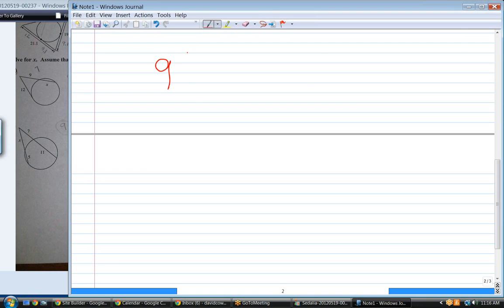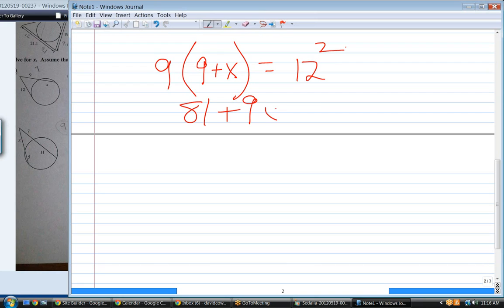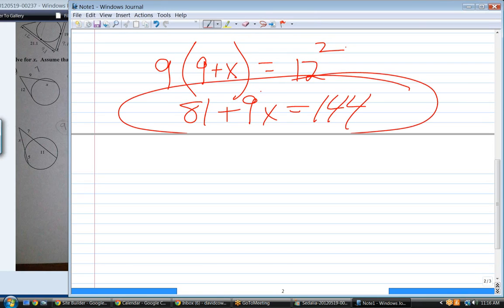Oh, so 9, and then in parentheses, x plus 9 is equal to 12 squared. It always equals the tangent line squared. So this becomes 81 plus 9x equals 144. You can solve that one.